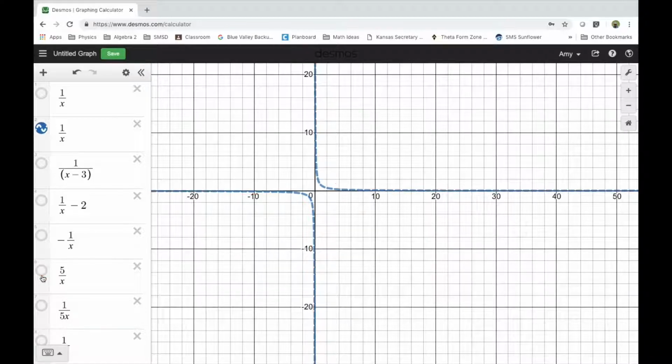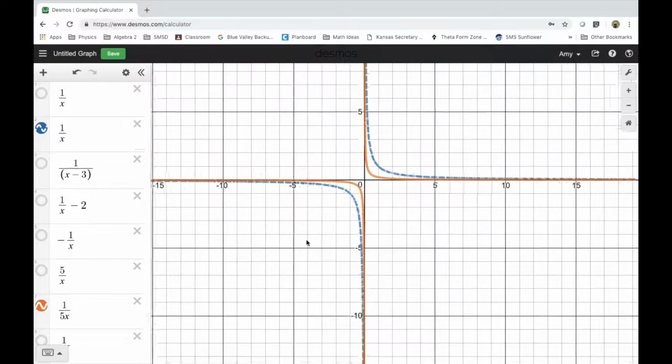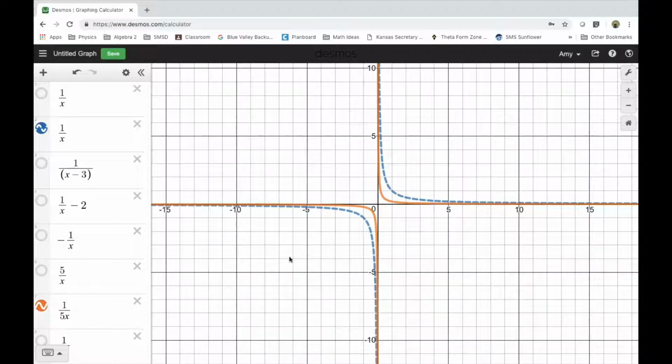Okay, let's take a look at the next one. Should be a shrink by a factor of 1/5. Now look at that again. Can you see it got closer, but really, it's just almost exactly the same. I'm going to put that 5/x.